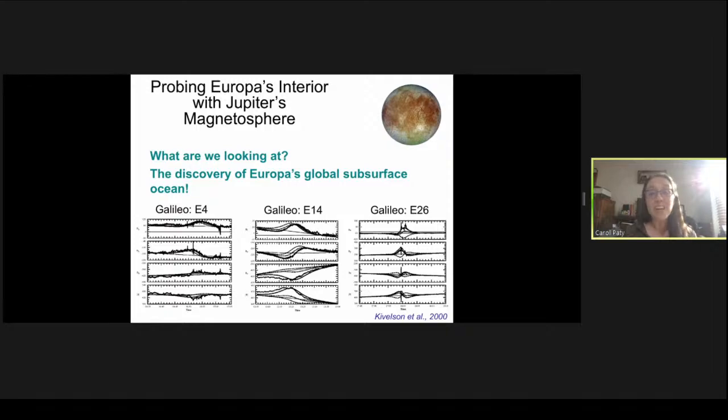Now, we weren't planning on this with the Galileo mission. Otherwise, we would have planned a very different mission with different flybys and a different cadence of flybys to better study Europa. But we just got lucky that we had enough flybys to fully characterize this and come to the pretty definitive conclusion that Europa had a global subsurface salty ocean.